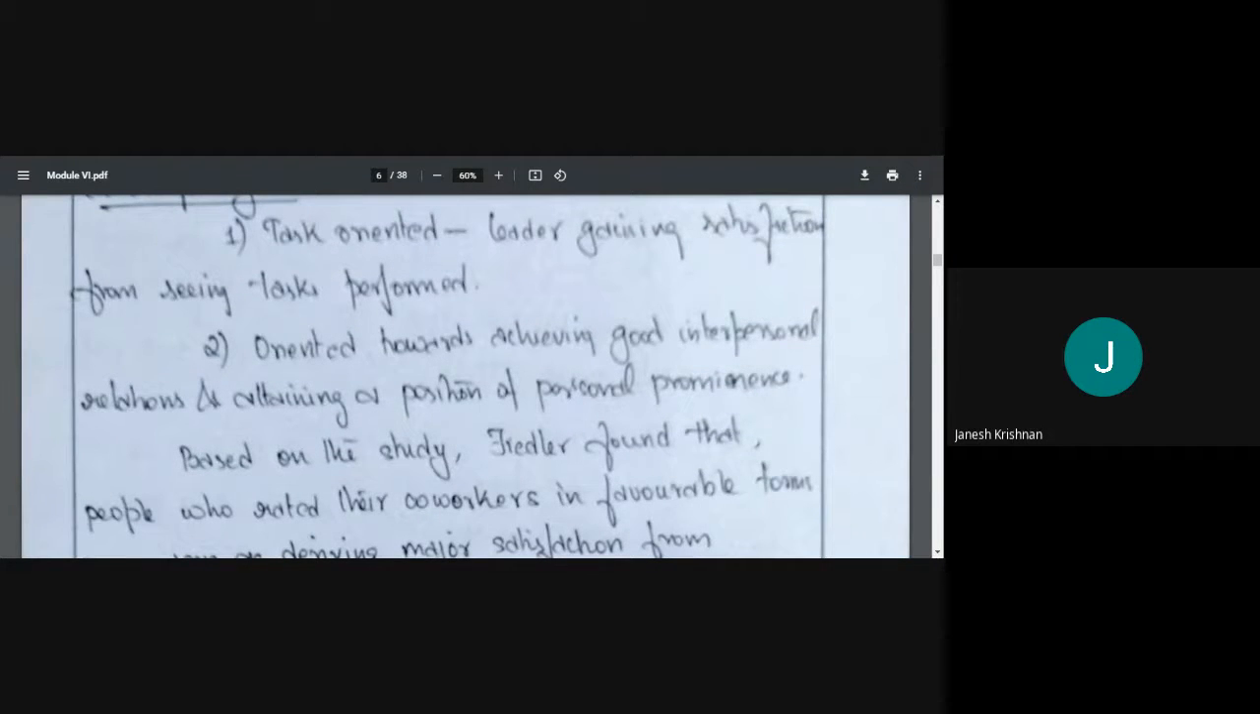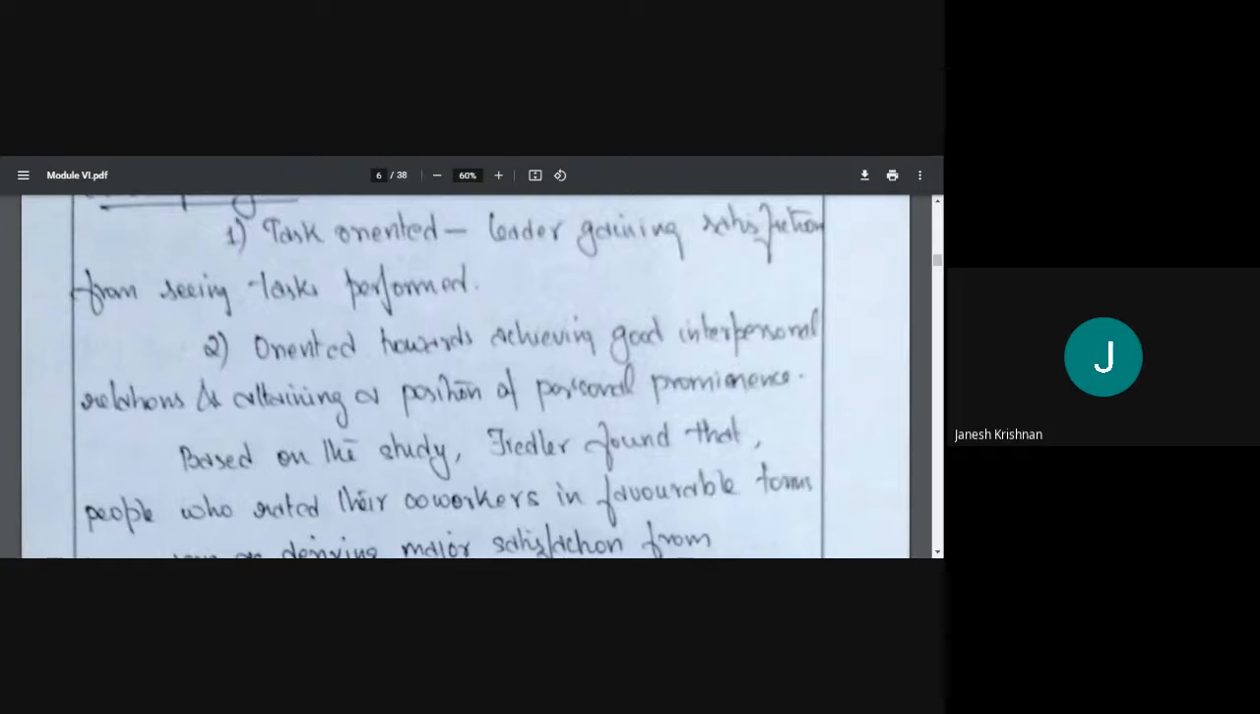Okay, the first one is task oriented. Task oriented means that the person is following a task oriented leadership style, or he's a task oriented leader. There are two types of leader. The first one is the task oriented leader, and what he does is he gains satisfaction from seeing the task performed. So this type of leader will be happy to see that the task is being done. If the task is being done, he's happy, he is satisfied. Only his priority is task, right?